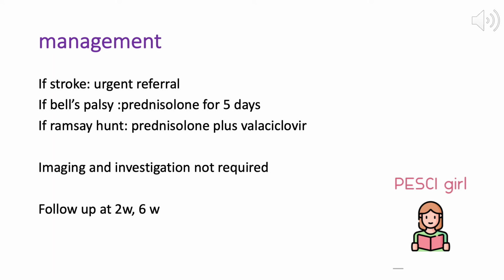Eye protection is also important in both cases, and if we have any indication that the patient has any eye problem, we should refer the patient emergently for ophthalmologic assessment. If we have suspicions that the case is Bell's palsy, there's no need for any imaging and investigation. We should follow a patient at 2 weeks and 6 weeks. If there is no improvement by 6 weeks, we should refer the patient non-acutely for neurological assessment.